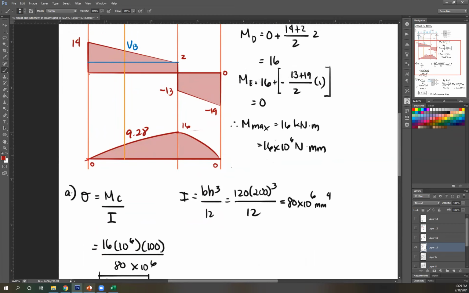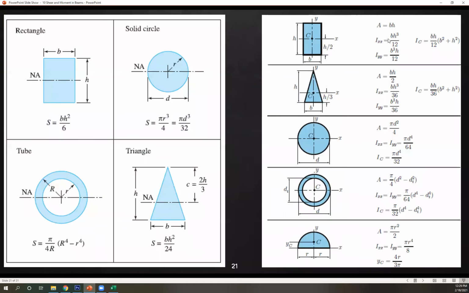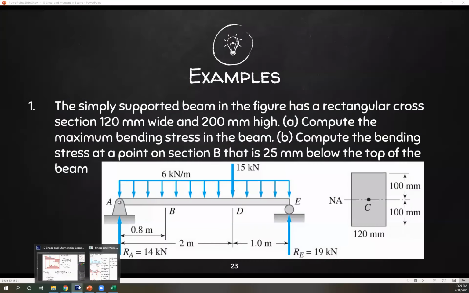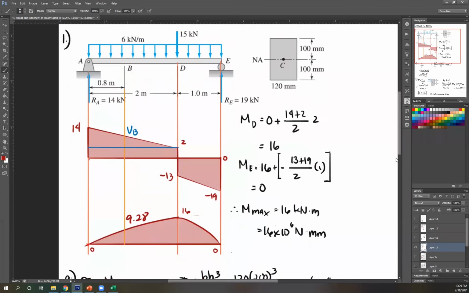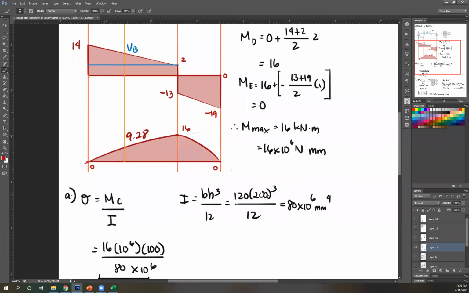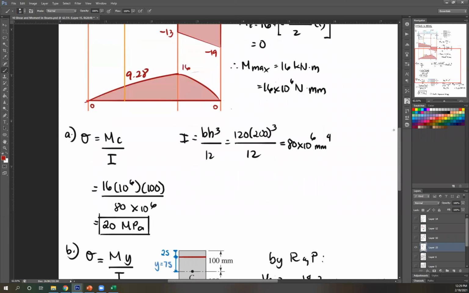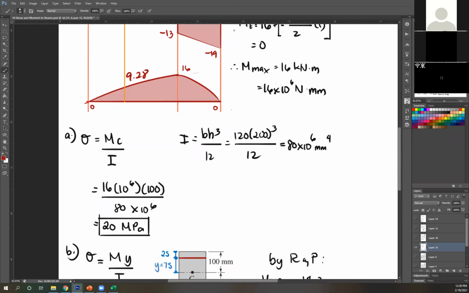Next, I. How do I get I? So recall, this is a rectangle, so the equation for I, as a review, is BH cubed over 12. So looking at the cross section, B is 120. Height, total height is 100, 100, 200. So 200 cubed over 12, that's 80 times 10 raised to 6 millimeter raised to 4. So this is Newton millimeter, millimeter, millimeter. Okay, your units are consistent. So just compute, you get 20 MPa. Okay, so that's letter A.